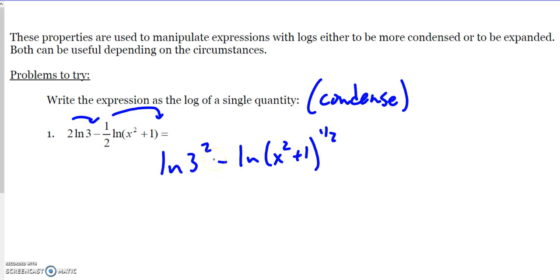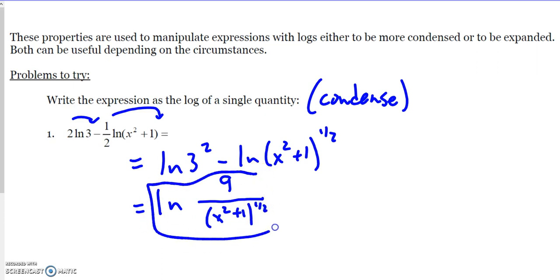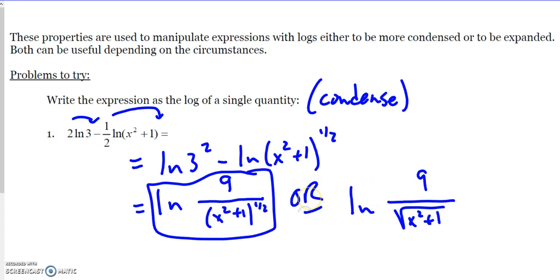Now we can take care of our subtraction. So again, we're really just following our order of operations like we typically would. Got rid of our multiplication. Now we're working with our subtraction. And if you remember, subtraction turns to division. So ln of 9, so I took 3 and squared it, over the quantity x squared plus 1 raised to the half. Now one thing I do want to point out, I would also take this answer, realize that these are equivalent to each other. So if you have it written one way and when you check your answers in the book it has it written another way, realize that they are equivalent to each other. Either would be correct.